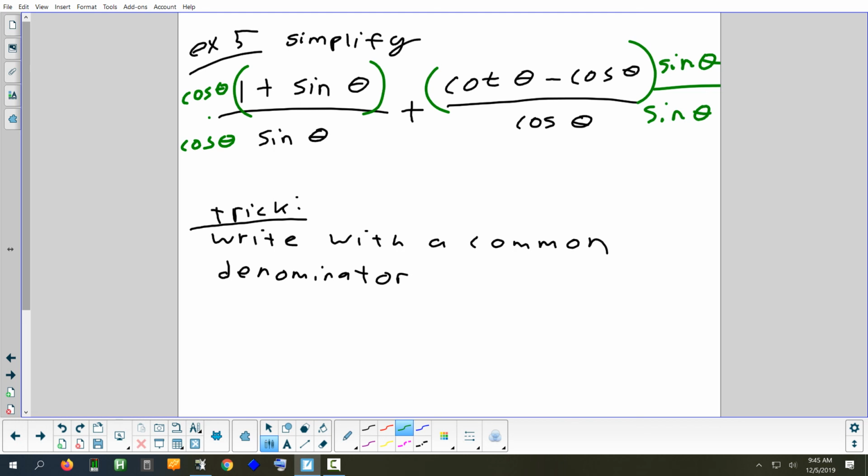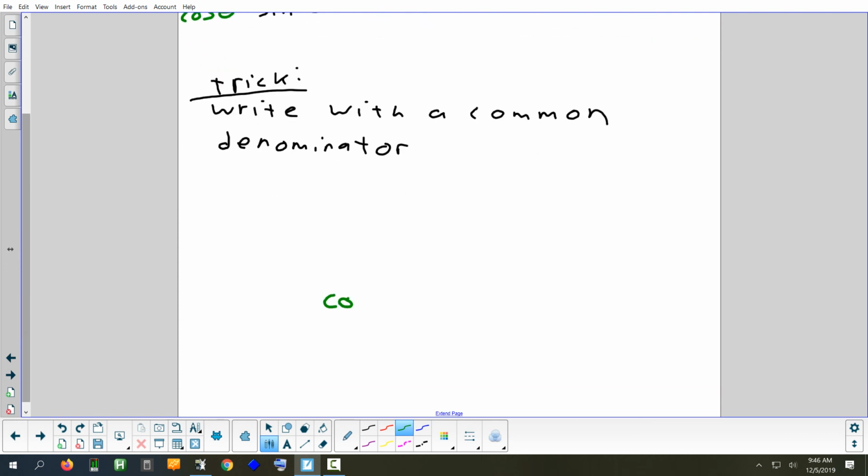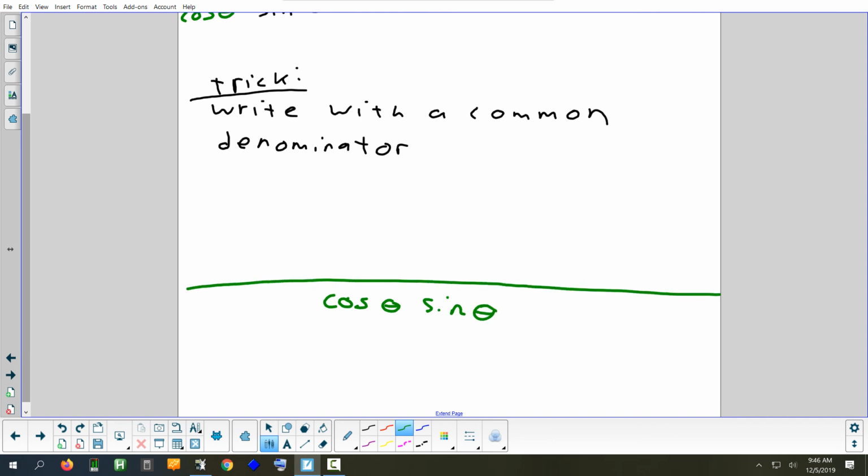So what's my common denominator now? Cosine theta times sine theta. Or sine theta times cosine theta. It doesn't matter. You can write it either way. Cosine theta, sine theta. There's your common denominator.